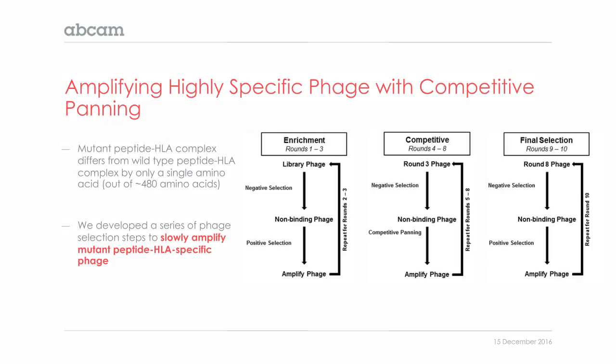The final phase is what we call final selection. In this case, we're going to do negative selection against the wild-type monomer and other control monomers to finally get rid of any phage that would cross-react with either the wild-type peptide or other places on the HLA molecule. And then we take the non-binding phage and once again perform positive selection against the mutant monomer. And we typically repeat this process one more time.